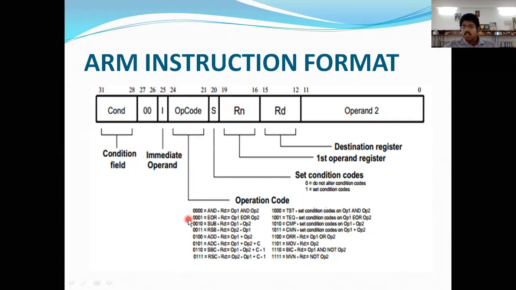If I place all the 4 bits as zeros, 0 0 0 0, it is going to perform AND operation. If I use 0 0 0 1, it will perform exclusive OR operation. 0 0 1 0, subtraction operation. 0 0 1 1, 3 RSB. 4 add. 5 add with carry. 6 SBC, subtract with borrow. 7 RSC, 8 test, 9 TEQ.